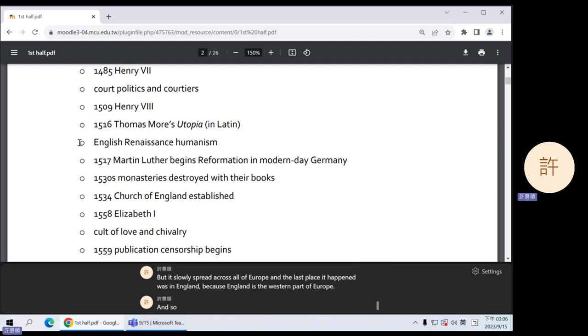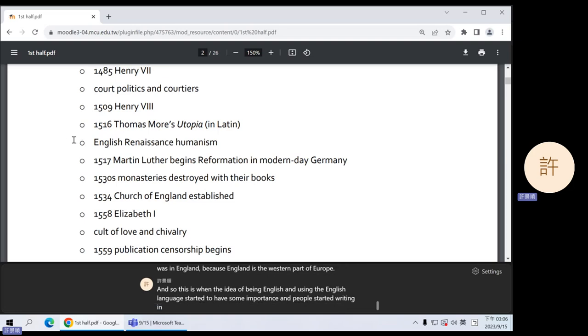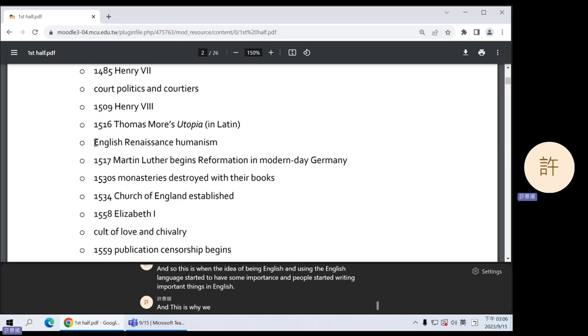And so this is when the idea of being English and using the English language started to have some importance. And people started writing important things in English. And this is why we call this period the English Renaissance.